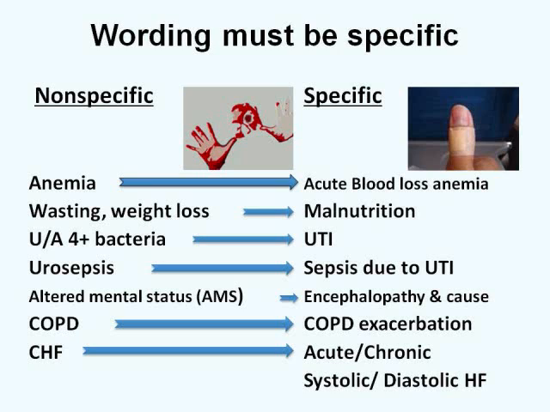Next, when talking about COPD, if you notice that the patient was in acute exacerbation of COPD, you need to mention COPD exacerbation. And then, in the area of congestive heart failure, you need to mention whether this was an acute exacerbation and whether the patient has chronic CHF. It is also helpful to mention whether the patient has systolic or diastolic or both dysfunctions.